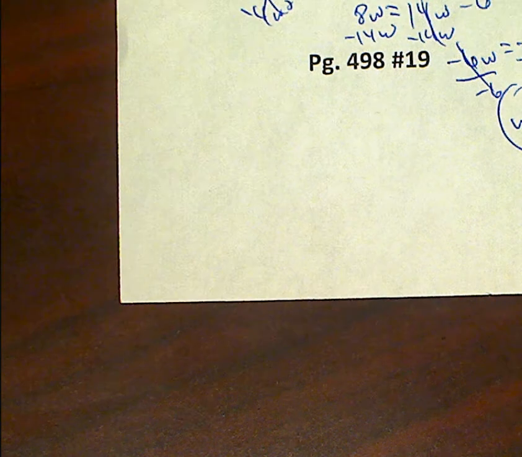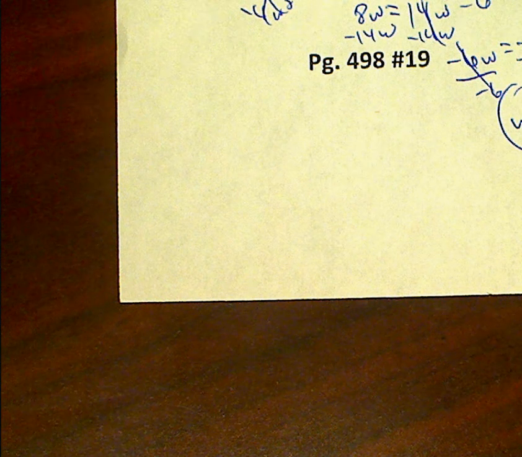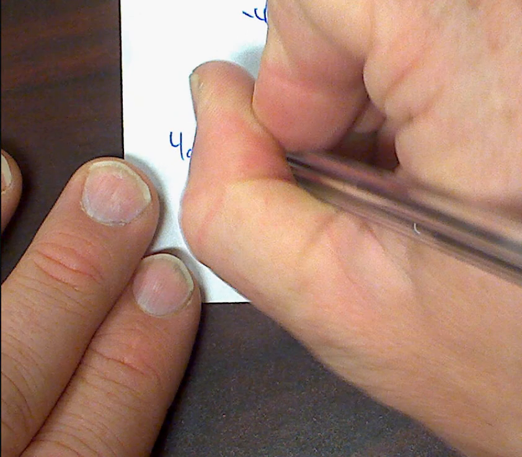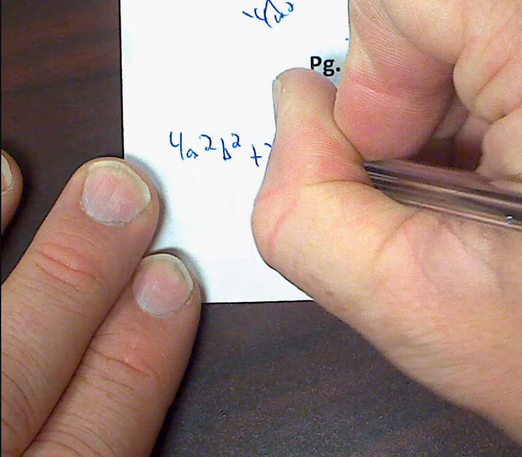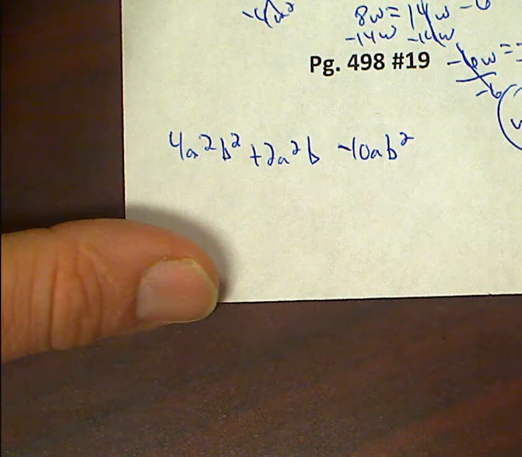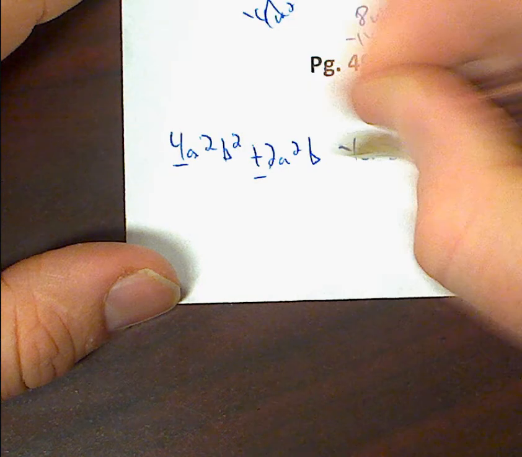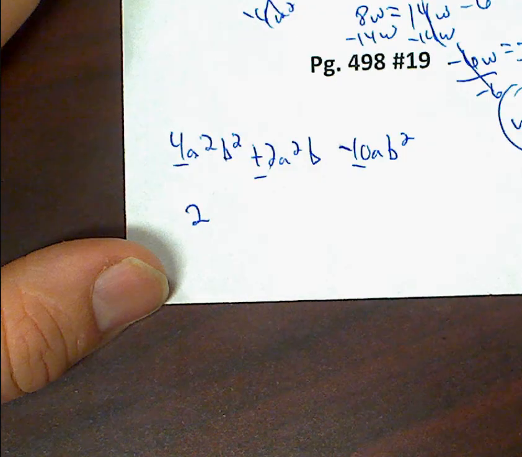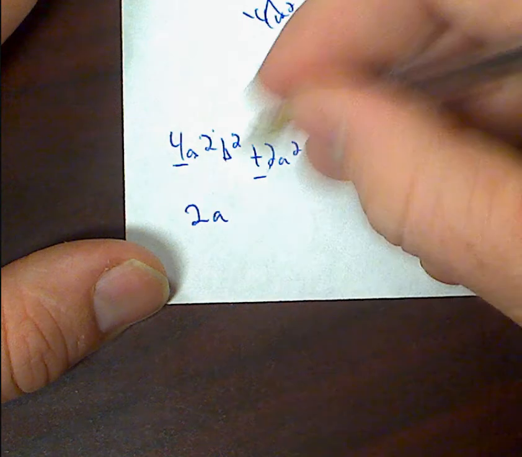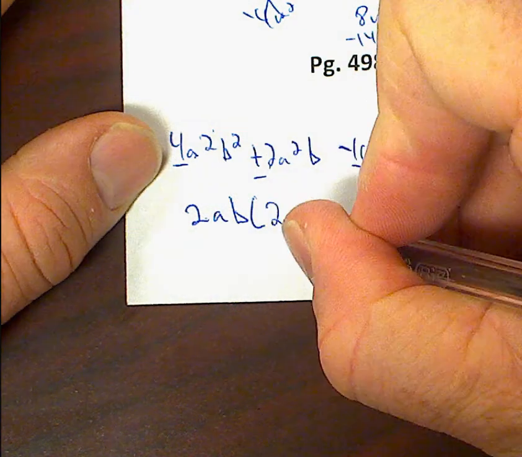Page 498, number 19. I'm given 4a squared b squared plus 2a squared b minus 10ab squared. They ask us to go ahead and factor out what they have in common. So the first thing I see is I have a 2 in common. Those are all even. I have a squared, a, so they all at least have one a. B squared, b squared, so they all have at least one b. 2 times what gives me 4, which is 2.